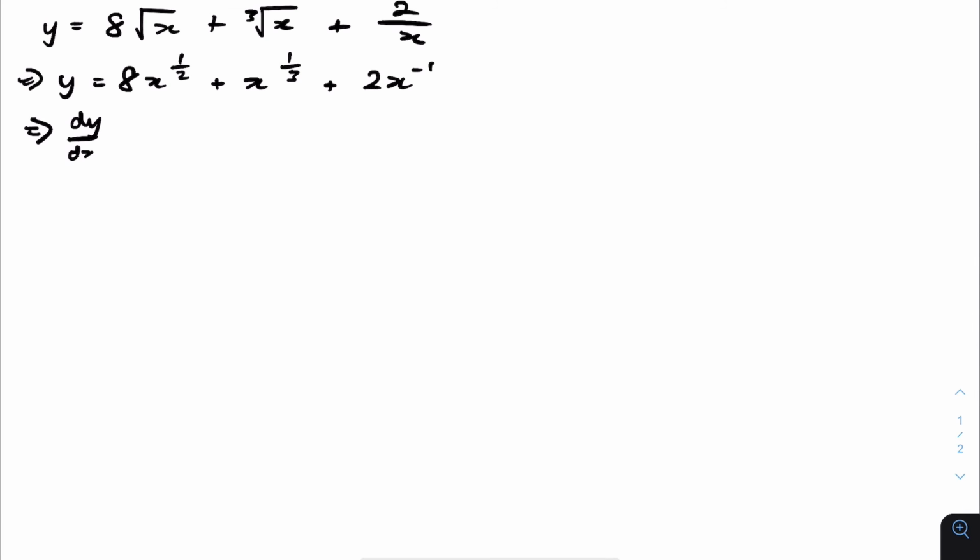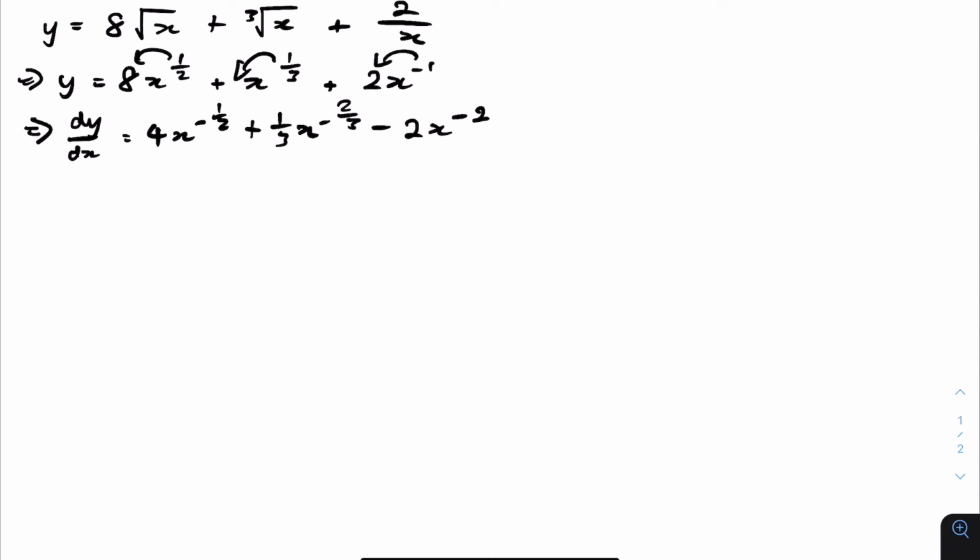So dy over dx, we could do easily. So we could just bring the power down. So 8 times half is just 4, 4x, and then half minus 1 is negative half. And then this is added to, and then drag this down, 1 over 3x, and then 1 over 3 minus 1 is negative 2 over 3. And then this one, actually, we would not write a plus, because when you bring this down, negative 1 times 2 is negative 2 times x. And then the x is raised to the power of negative 1 minus 1, which is negative 2. So that's how you could write it.